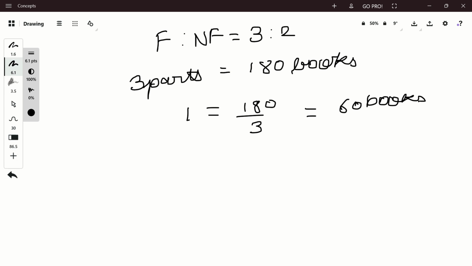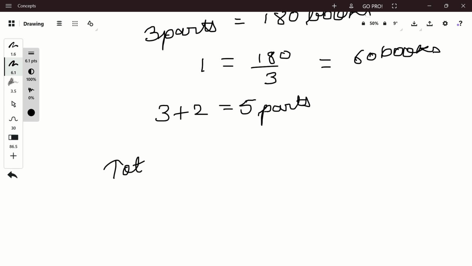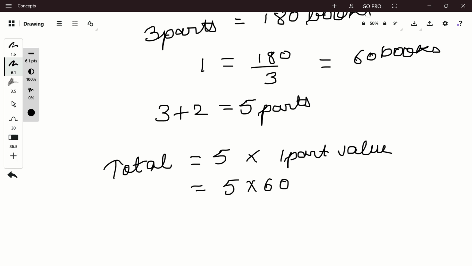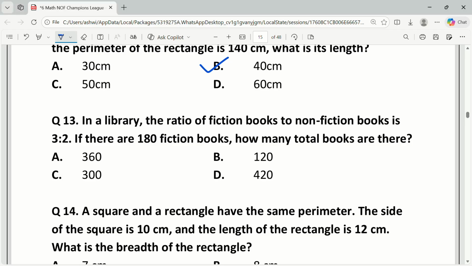The total number of parts in the ratio is 3 plus 2, which is equal to 5. Total books is equal to 5 parts into 1 part value, that is 5 into 60, which is equal to 300 books. Comparing with the options, the answer is C, 300.